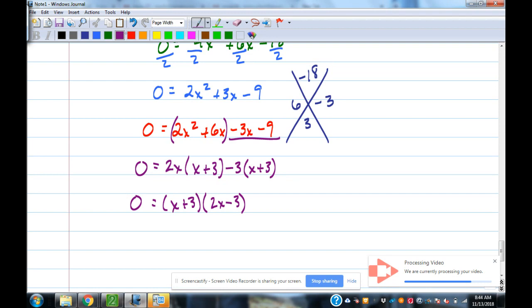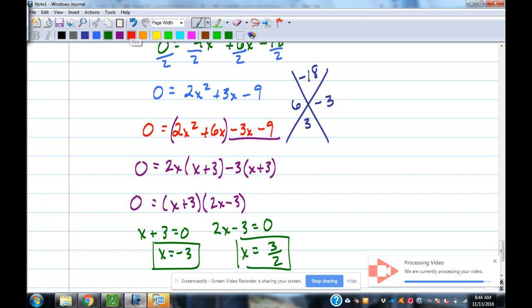What do I do with those? Set them equal to 0. So x plus 3 equals 0. 2x minus 3 equals 0. And x would be 3 over 2 for the other one.